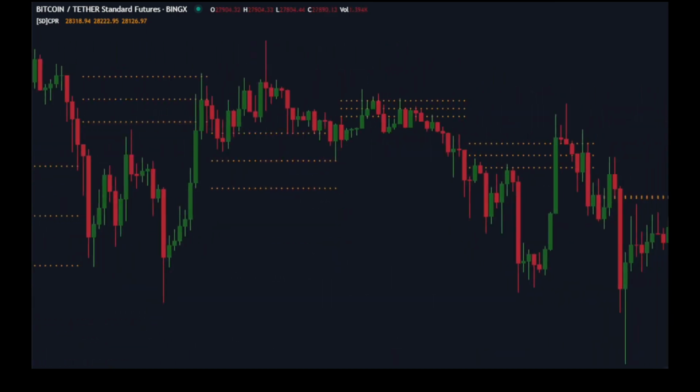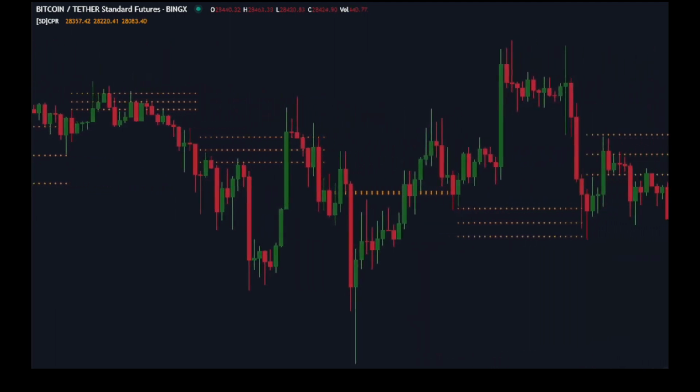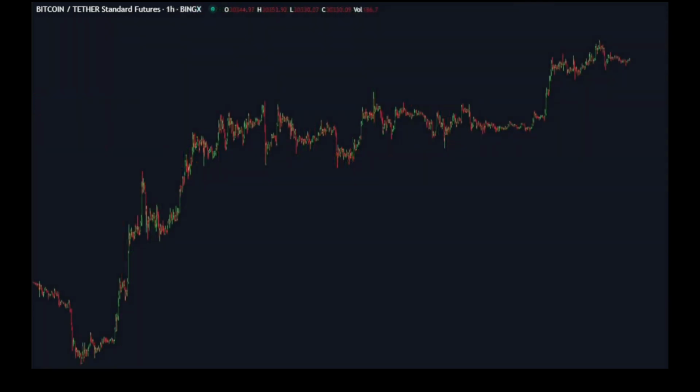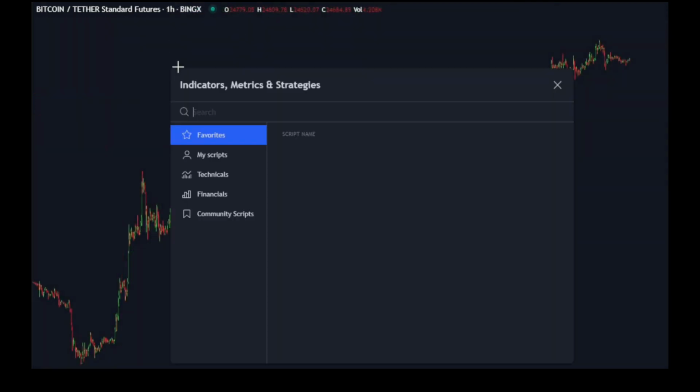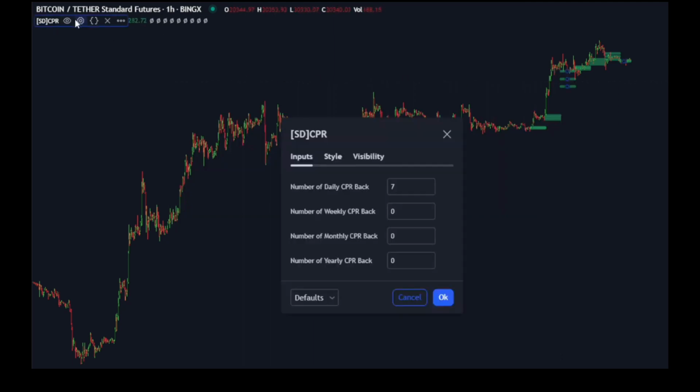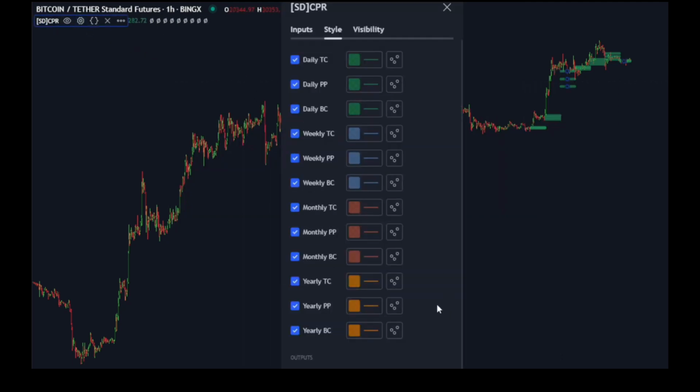So, now that you understand better why this indicator is useful, we will add it to the chart. We are going to look for the indicator in TradingView and write SD-CPR and choose the one that was created by Satoshi Trades. And we are going to modify the style. We uncheck everything except daily TC, daily PP and daily BC. And we are going to change the color to orange of these three options.